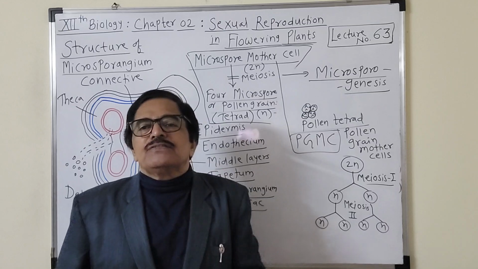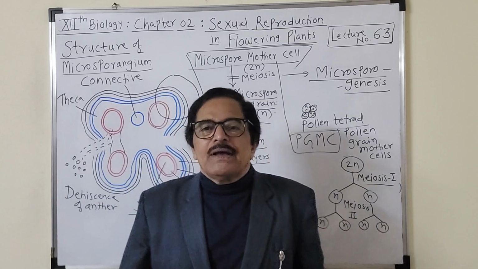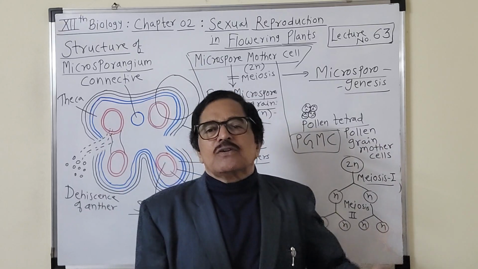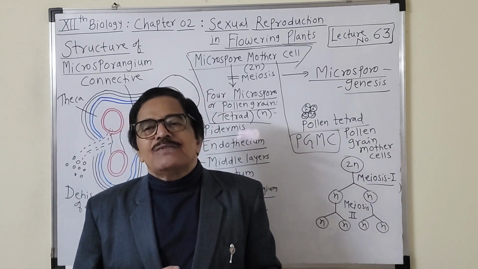अब ये टेट्राड जो रिलीज किया गया है, that is carried there for pollination by a pollinating agent, and if it falls on the stigma, then it starts the germination to produce the male gametophyte. But for that purpose, you must know the structure of pollen grain first. That we have to learn in our next video.